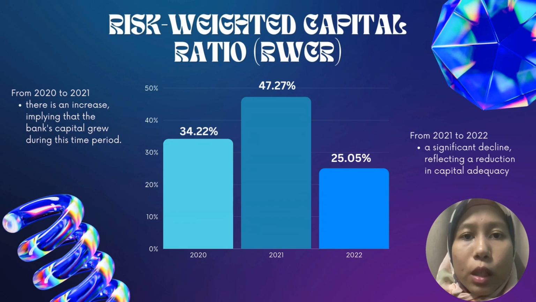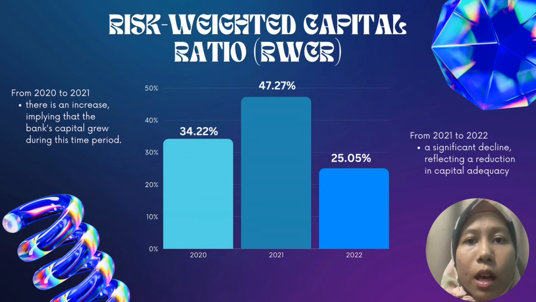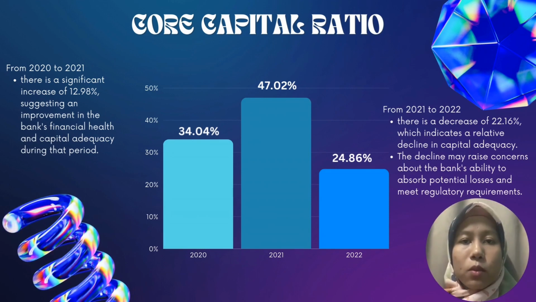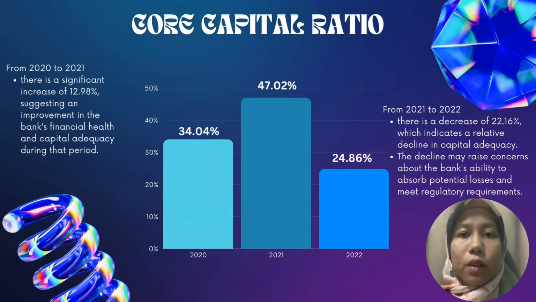However, in 2022, the value dropped, reflecting a reduction in capital adequacy relative to its risk-weighted assets. This could be due to factors such as increased risk exposure, higher risk-weighted asset, or decrease in regulatory capital. Next is core capital ratio. It was found that there is a significant increase from 2020 to 2021, where this improvement might be due to increased profit, capital injections, or other positive financial development.